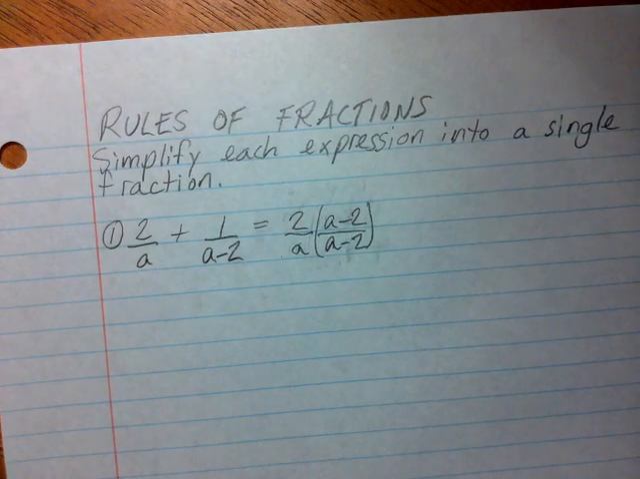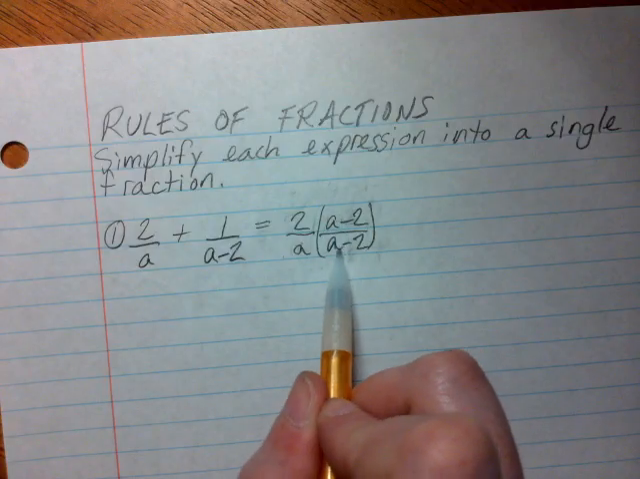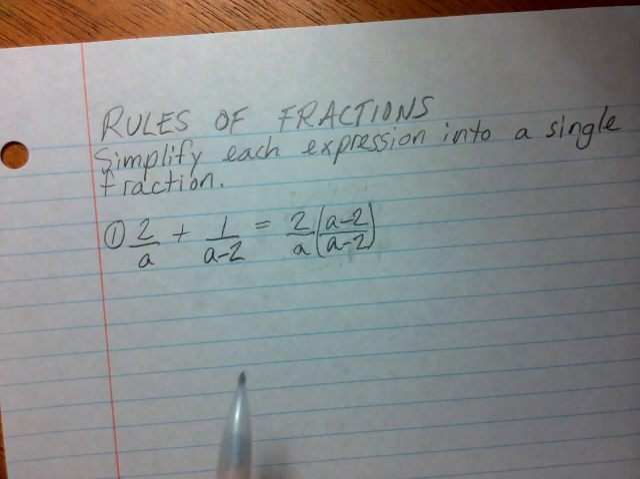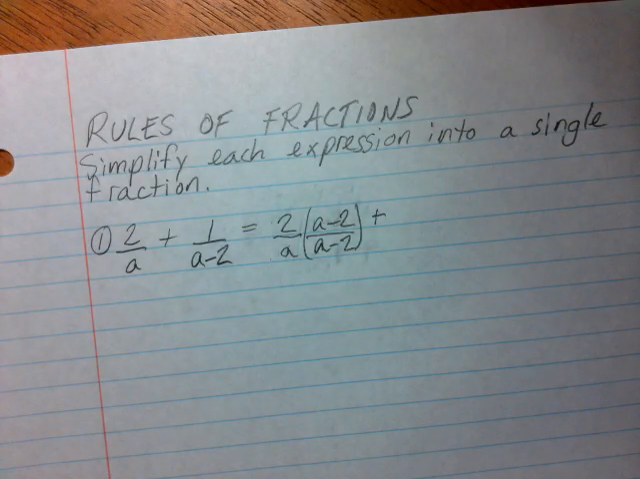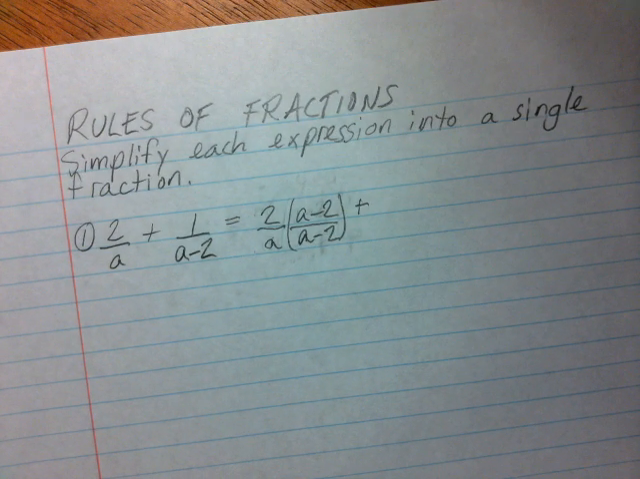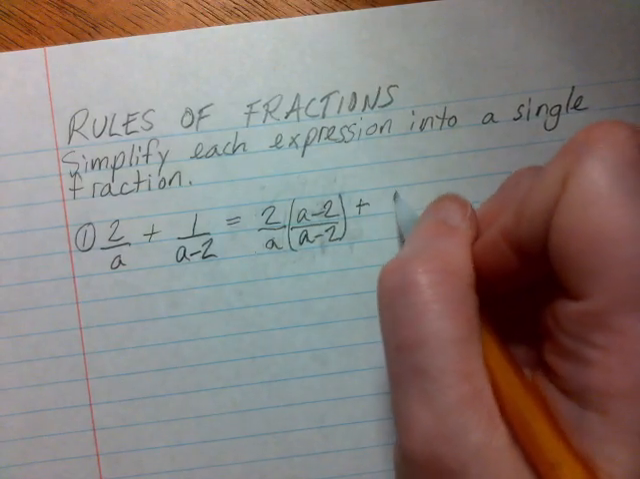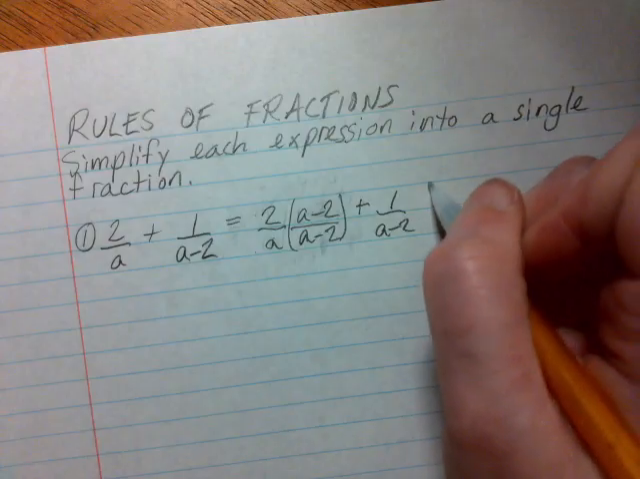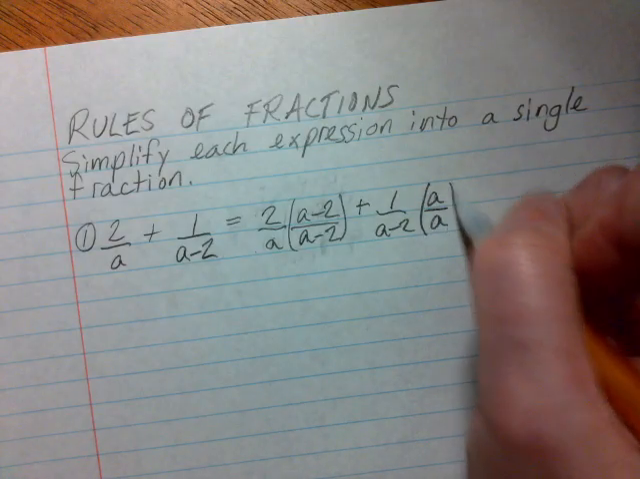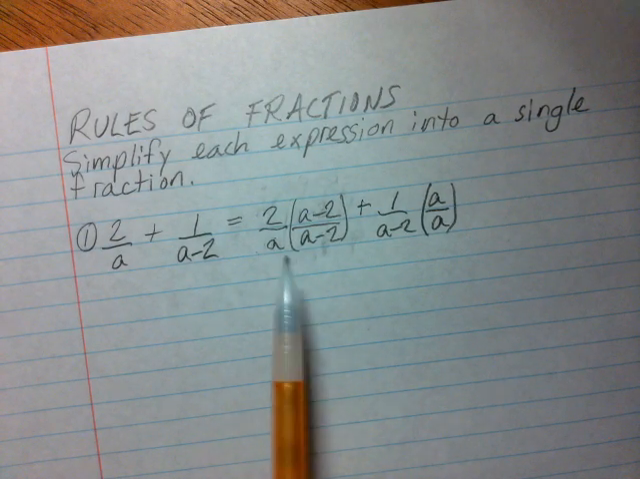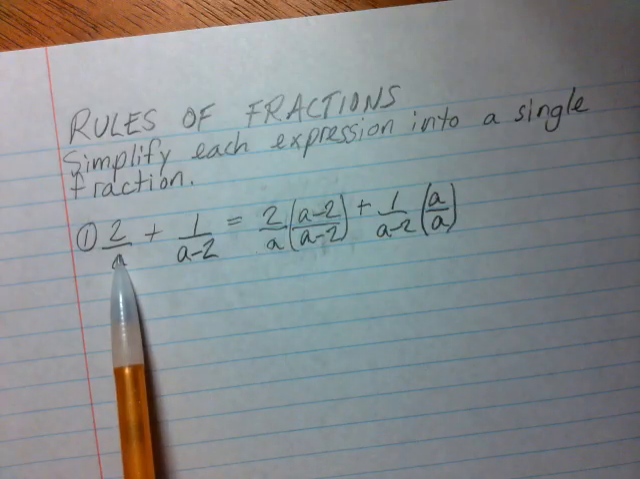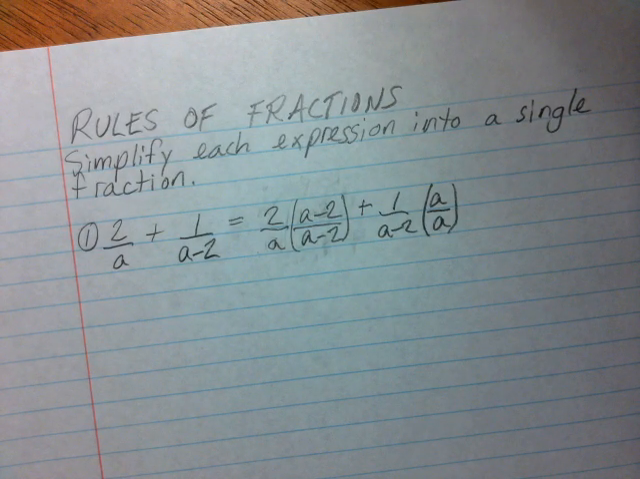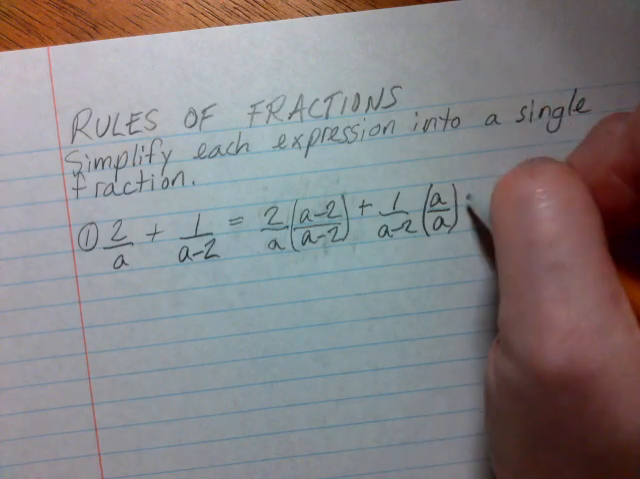I'm allowed to do this because a minus 2 over itself is going to equal 1. You can multiply anything by 1 anytime you want. You will never damage anything or cause any mistakes. Go around multiplying everything by 1 as much as you like. For the second fraction, I'm going to multiply that one by a over a. So you see what I did was take the other fraction's denominator and use that for creating my common denominator.